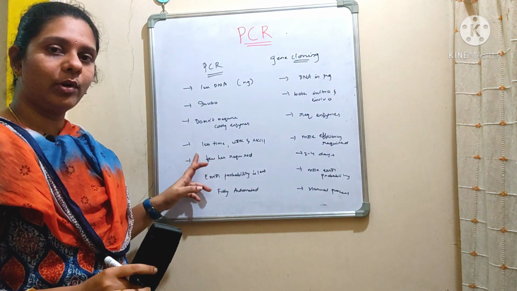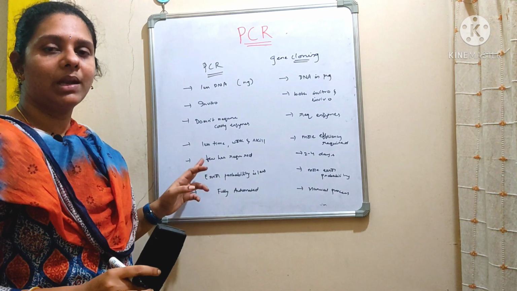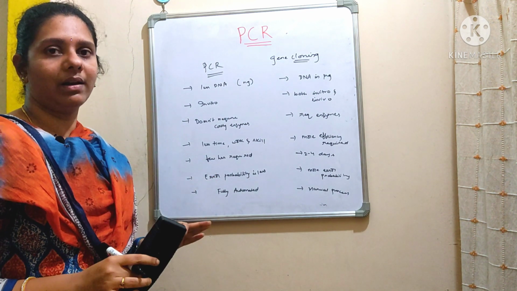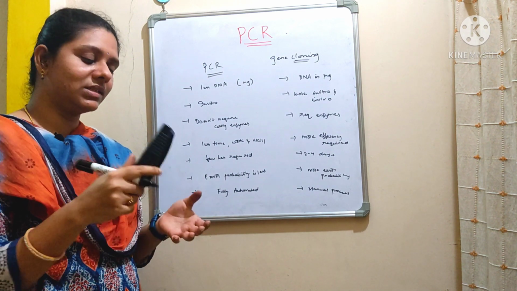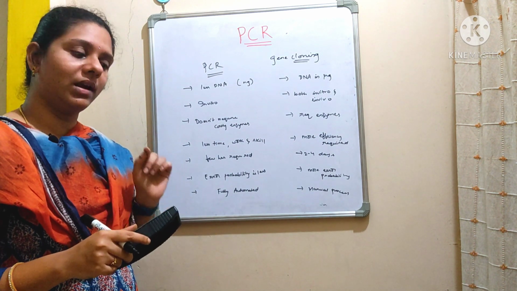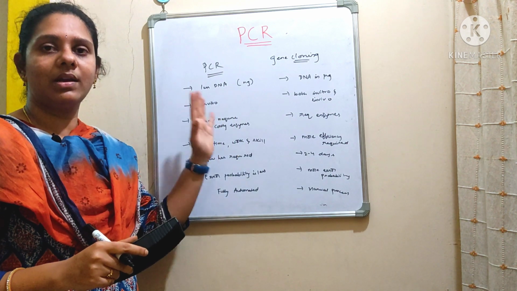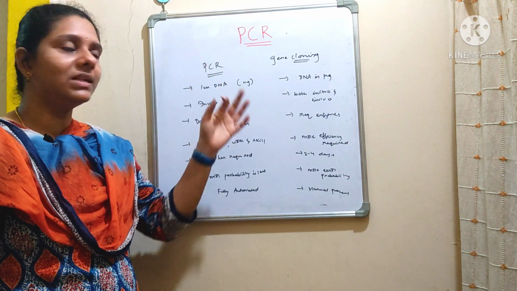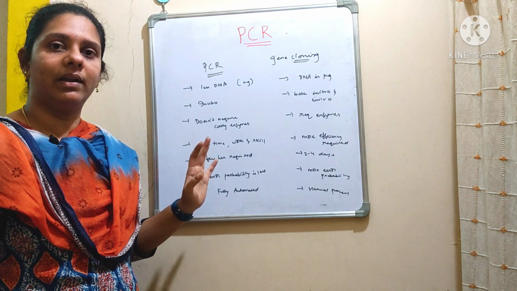Coming to the other important point, PCR can be performed in less time, with less work and less skill required. What we need to do is just set up a reaction in a test tube and put it in a machine. The machine will work out the rest. It will carry out all the cycles and give you the product at the end.